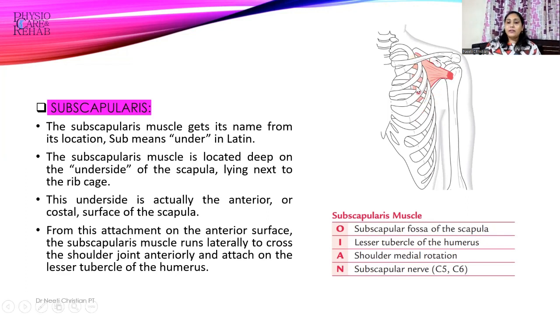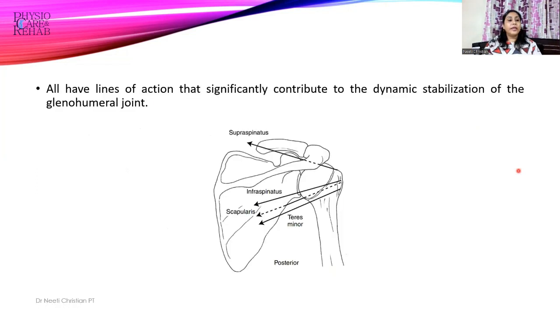From the attachment on the anterior surface, the subscapularis muscle runs laterally, crosses the anterior portion of the shoulder joint, and attaches to the lesser tubercle of the humerus. It is a pure medial rotator of the shoulder joint. So this was the basic attachment of the rotator cuff muscles. Let's see what the lines of action are.